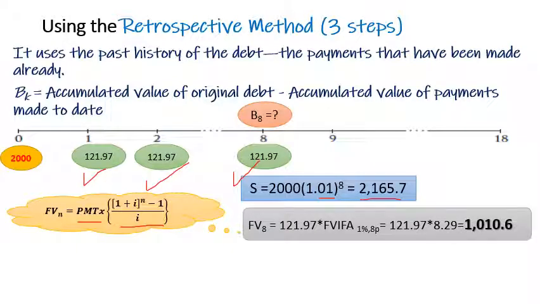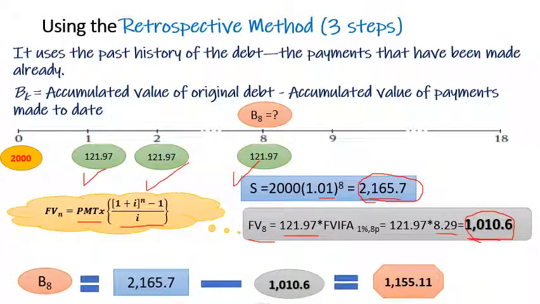So future value of 8 installments can be obtained by multiplying the payment of 122 times the factor of 8.29. So the future value of 8 installments will be $1,010. So the future value of your payments accumulated to be $1,010, and the future value of your loan is $2,165. So the difference is the outstanding balance of your loan. So the outstanding balance at the end of month 8 will be the difference between the 2,165 and the 1,010, which is the future value of your payment, to be $1,155 is the outstanding balance of debt.